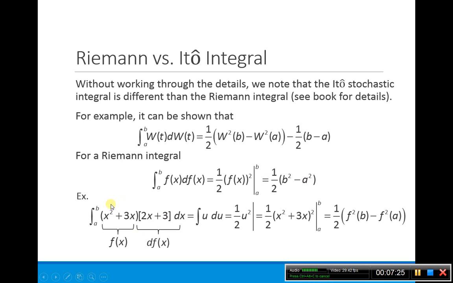So in general, if you look at an example here, this is our f of x, and our derivative of it is 2x plus 3 dx. We can actually write this as the integral of u du, just by doing u substitution. Integrate, plug back in what your u is, and then you have 1/2 f squared of b minus f squared of a, which is what should have been here as well.